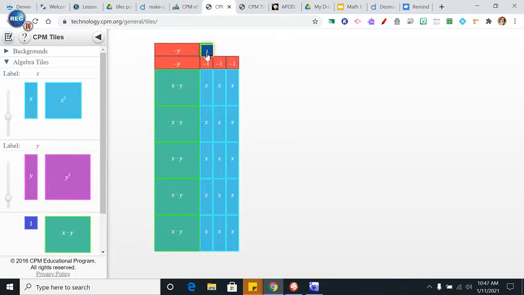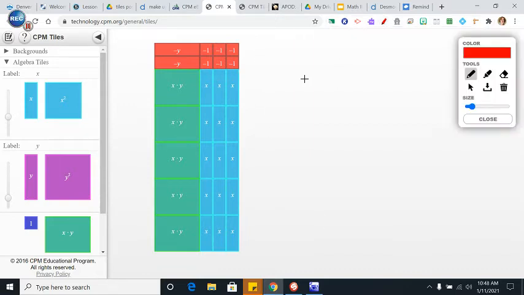So if you're really wondering, what are you doing with all of this? The reason I'm going back and building it with tiles is to help you connect it to what we did in chapter 1. And then instead of building it with tiles, we are actually using an area model.